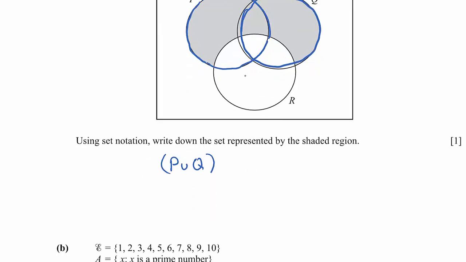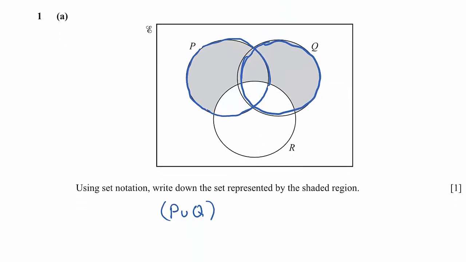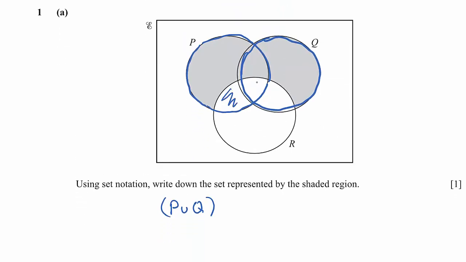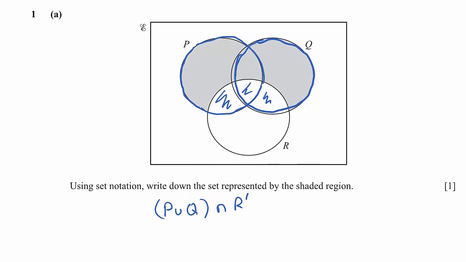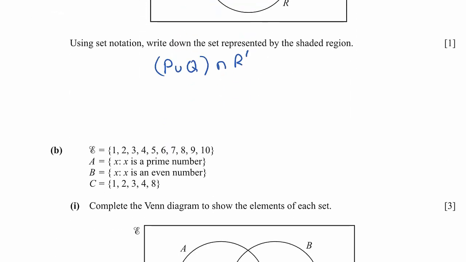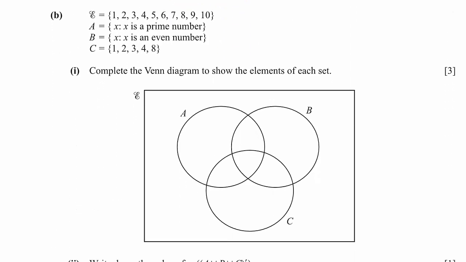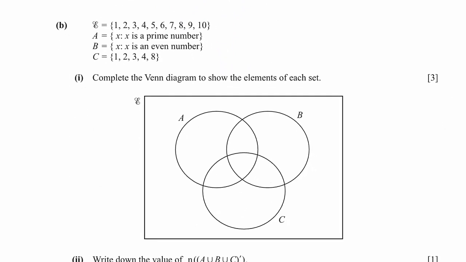And here, since I want to get rid of this bit, so I don't want anything that's in here, that's in R. And I can just say intersection, not R. And that will do it. So that one actually leapt out at me fairly quickly. But there's definitely other ways of expressing that region. So let's move on to part B.